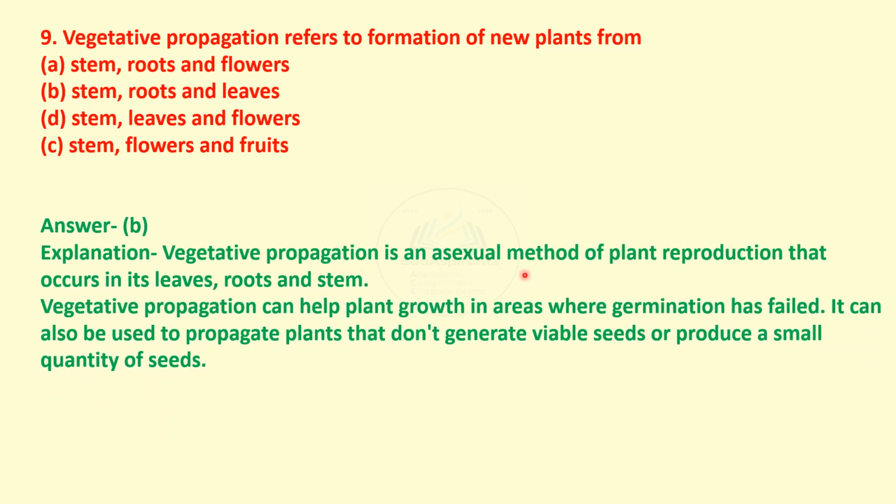Vegetative propagation is an asexual method of plant reproduction that occurs in its leaves, roots and stems. Vegetative propagation can help plant growth in areas where germination has failed. It can also be used to propagate plants that don't generate viable seeds or produce a small quantity of seeds.